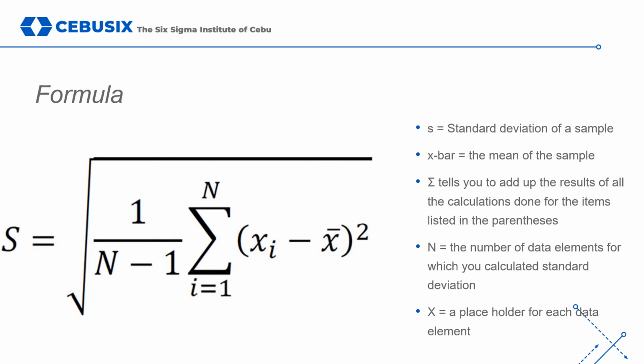Just like in the last formula, whenever we see the uppercase sigma in the formula, the E-looking Greek character, it means that you need to add up all the results of the calculations done before the item listed in parentheses. You will see the uppercase N above sigma, which reminds you that you are repeating the calculation for each data element that you are using to calculate the standard deviation. And each of those individual data elements are represented by X.